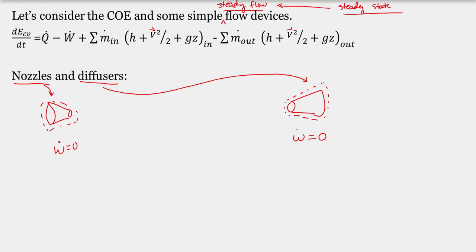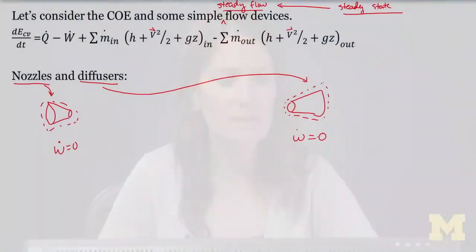The other thing I want you to think about is when we consider heat transfer, you have to consider heat transfer through the system boundary. And again, we've seen the approximation of when things are adiabatic. What does it do to the conservation of energy?